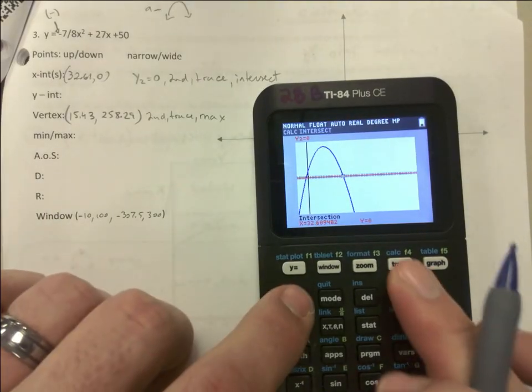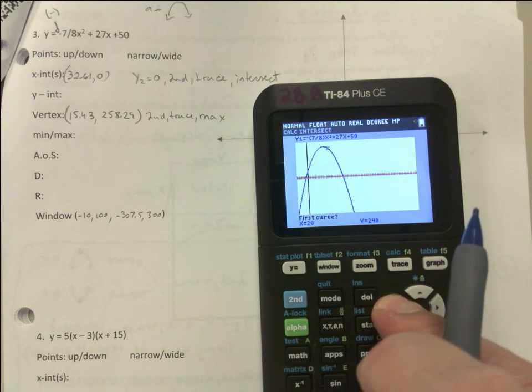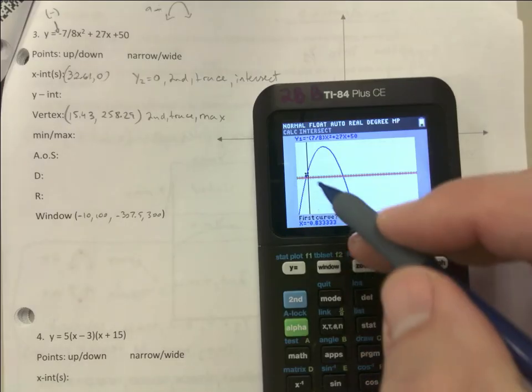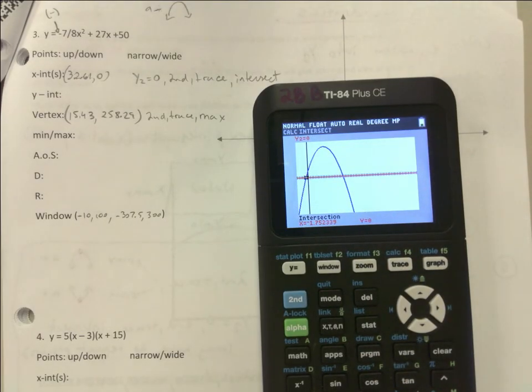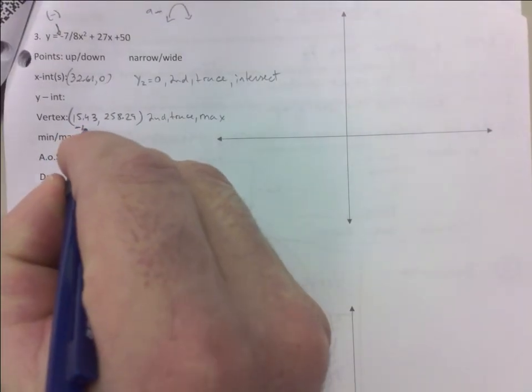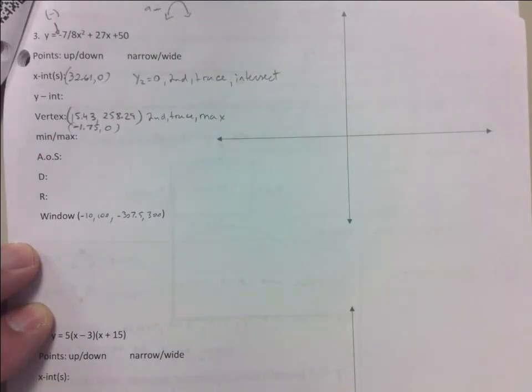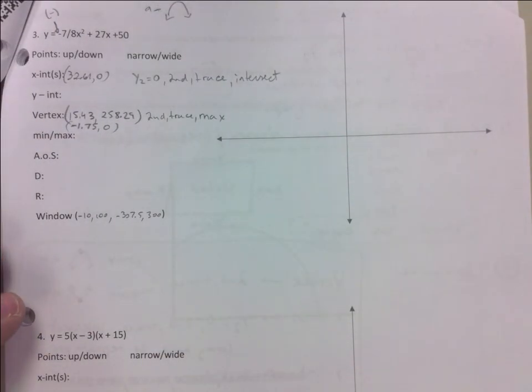Then I do this again. Second trace 5. I move over to the other one. You got to go left or right arrows, right? So I'm moving over to that intersection, enter 3 times. That's negative 1.750. Okay.